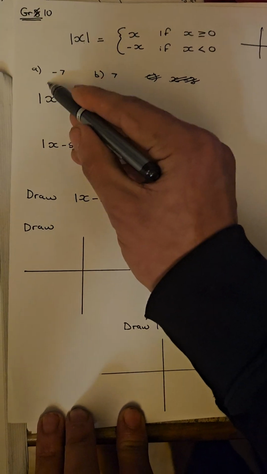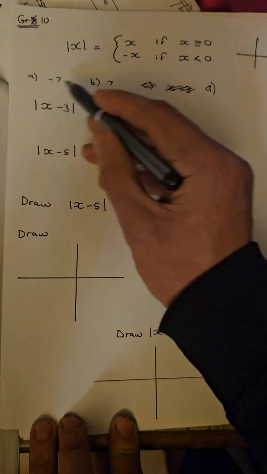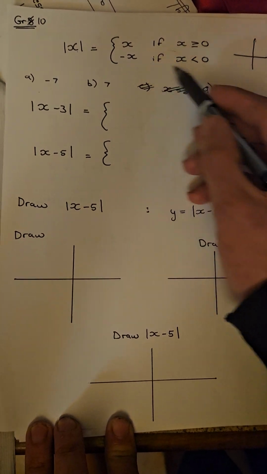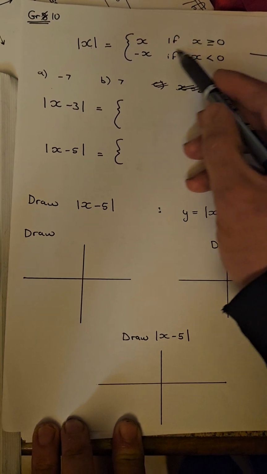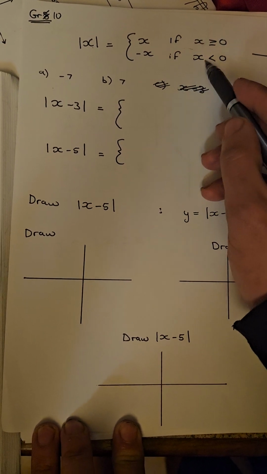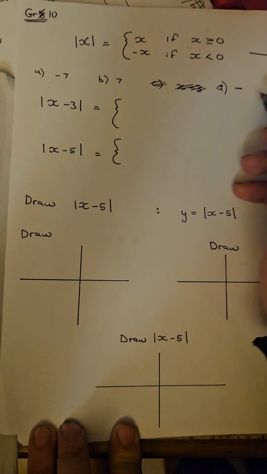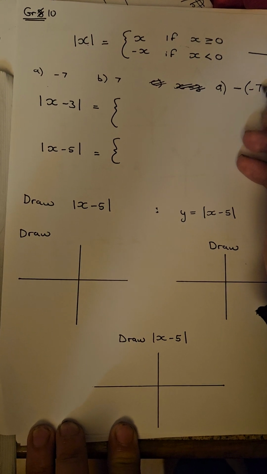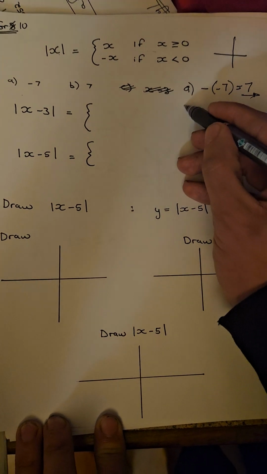So applying this to examples like this, I would have negative 7. So then I go and look which condition does it satisfy. Negative 7 is smaller than 0, so it's this. So it should be negative x. In our case, x is negative 7. Negative of negative 7 gives me positive 7, so it spits out a positive value.